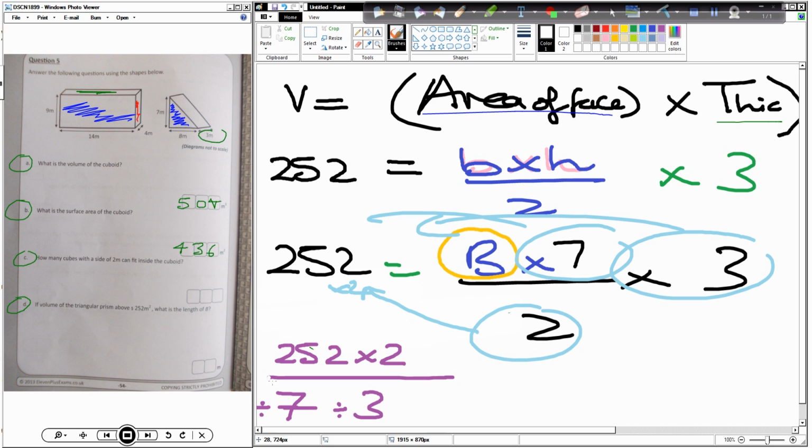So that's the calculation that we need to do. We can do it in 2 parts, rather than dividing by 21. So we've got 252, time by 2, then divide by 7, then divide by 3. So we've got to work all that out. Okay, who's written all this work down? Someone clear the page. Who's written all this page? Okay, so that's the calculation we've got to work out.